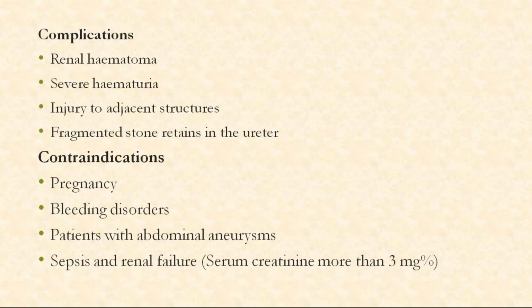And abdominal aneurysms are very dangerous. You should never do shock wave therapy. If an aneurysm is present, it may rupture and you may lose the patient. Another contraindication is serum creatinine. Normally it is 0.7 to 1.2 milligrams, but if it is more than 3 milligrams, it is contraindicated. And any sepsis, you should not do ESWL.